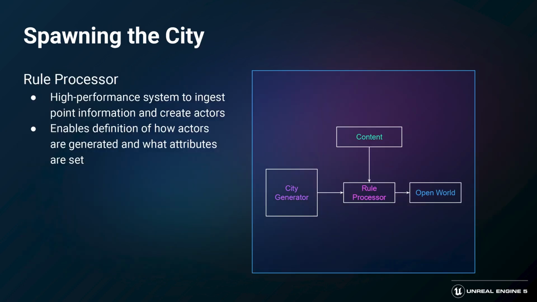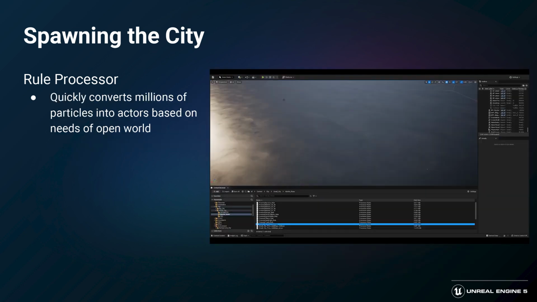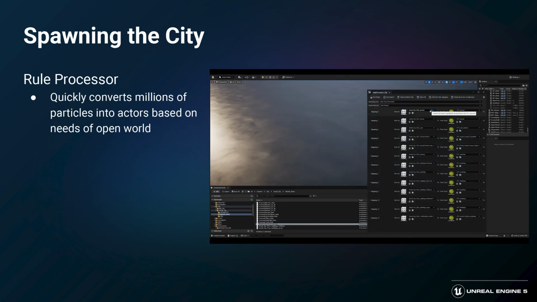The rule processor is a set of tools that allow for importing point data via an Alembic file. This point data could come from any source. For this project, we exported Alembic point data from Houdini and also from Unreal Engine for use with the rule processor. The rules can be very simple.